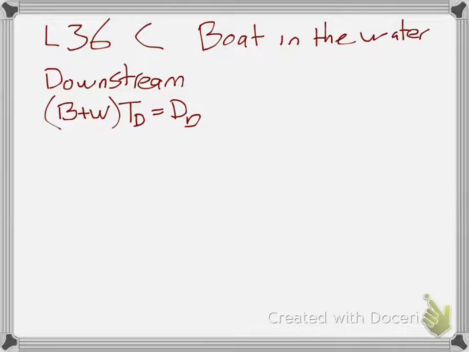Now this hopefully makes sense. Wait a minute. We kind of seen this equation before. Something times time equals distance. Rate. So B and W are the rates of yourself and the wind or water. Then we go upstream. So it's B minus W.